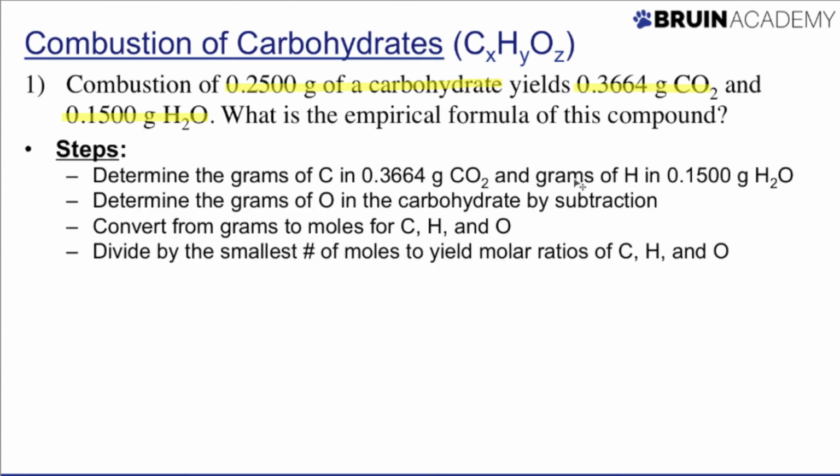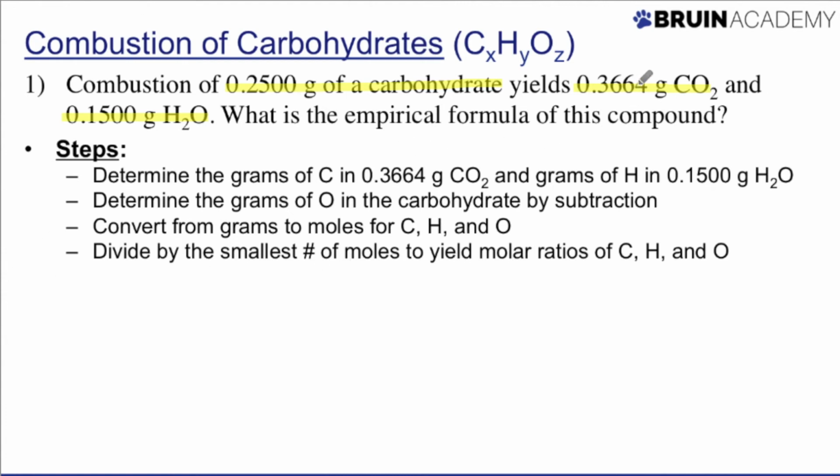So as before, first step is exactly the same. Second step is now that we have oxygen, we need to use subtraction to figure out how many grams of oxygen there are in the initial carbohydrate. Then the rest is the same, right? You convert from grams to moles and then divide by the smallest to figure out molar ratios. Okay, so let's start with this.